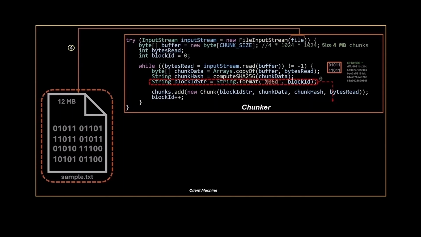So this is the block ID initialized with 0. In the first iteration, it will be 0, and the format code %06d will convert that 0 into six zeros. At some places I have used 001, and at some places I have used six zeros, so please do not get confused by this. Once this is calculated, the string block ID str will be initialized with six zeros.